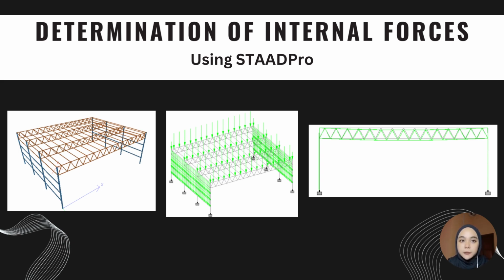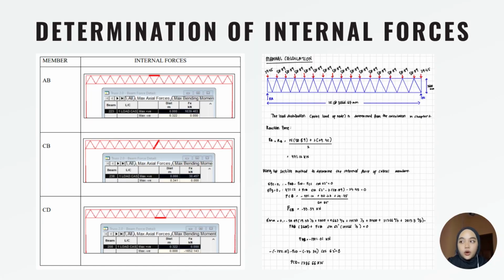The second picture is the load distribution of truss and load distribution of brick wall on beam after we use the StatPro analysis. And the last picture is the truss center that we chose to calculate because the greatest deflection occurs there. So these are the three internal forces chosen from the analysis, which are the AB member, CB member, and the CD member.